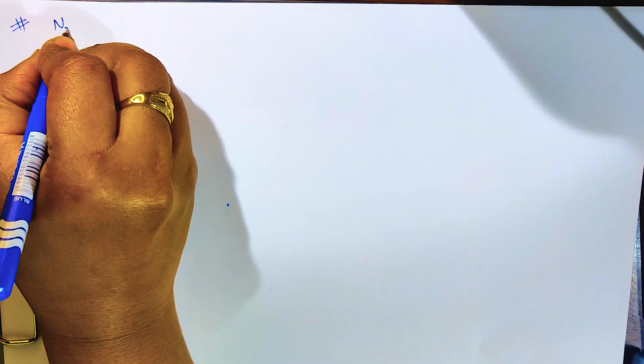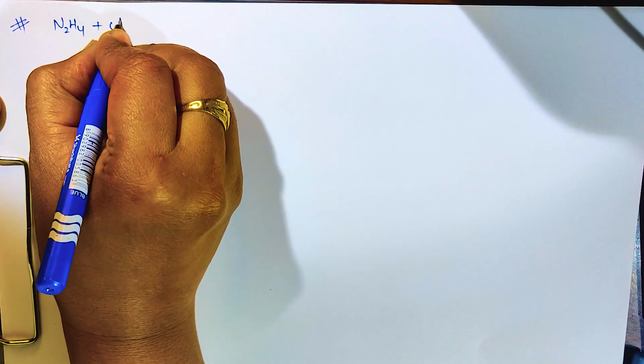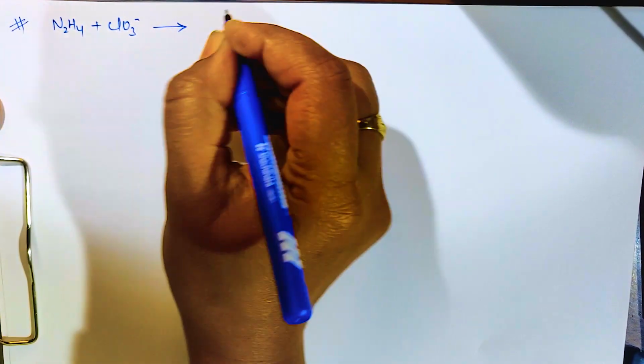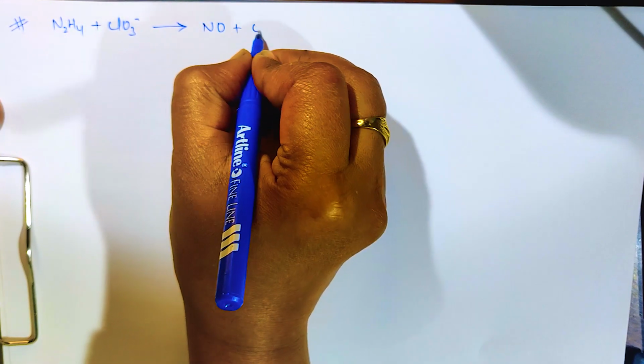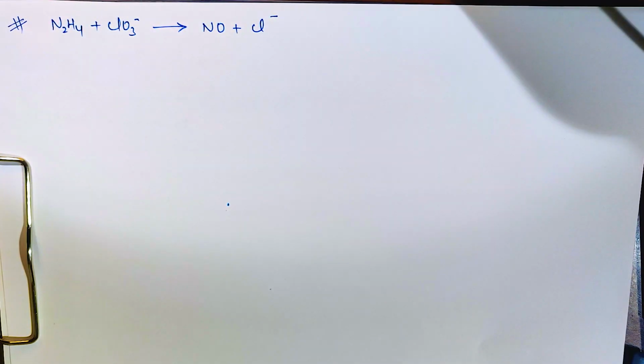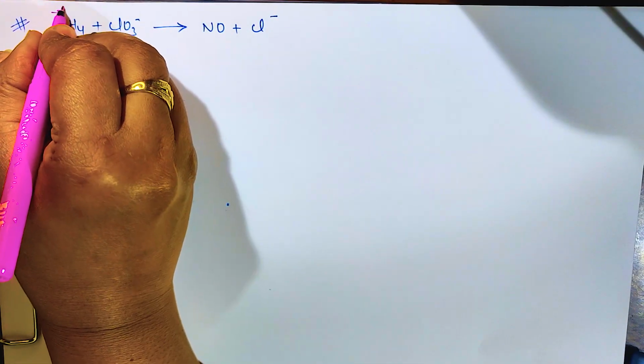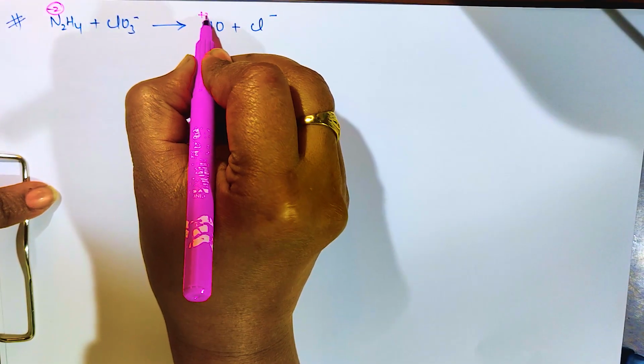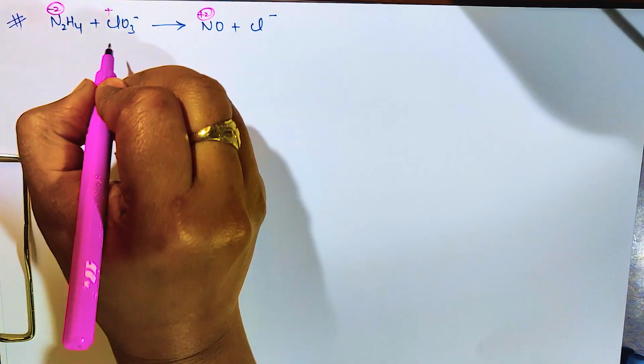One more equation and then I will tell you the short method also. Here I am writing the next equation: N2H4 plus ClO3 minus changes into NO plus Cl minus. Okay, so let's balance this. The same thing we will follow. Find the oxidation number here. It is -2 and this one is +2 over here. This is +5 over here and this is -1 over here.